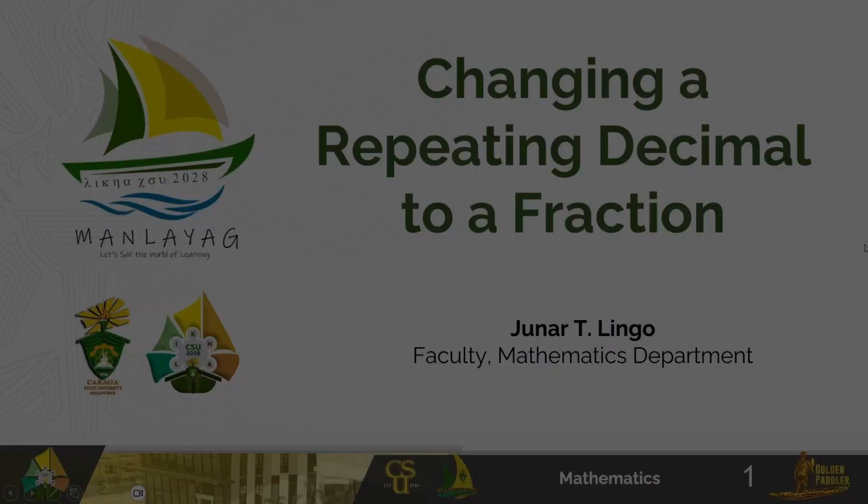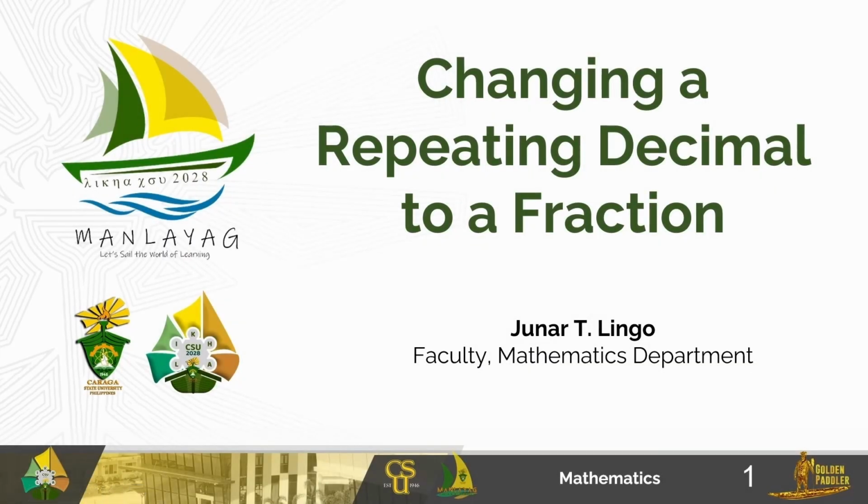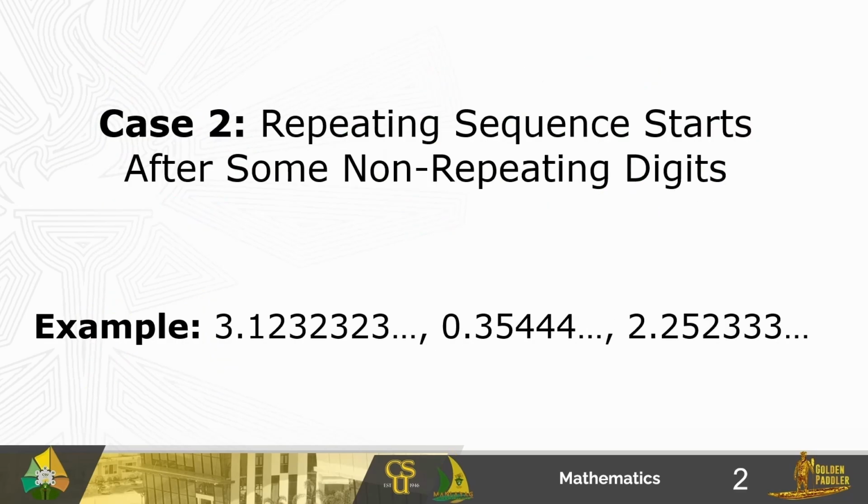We will be discussing the last topic of Unit 3, which is changing a repeating decimal to a fraction. We are now in Case 2. Once again, for this lesson we will discuss changing a repeating decimal to a fraction in Case 2. Case 2 is when the repeating sequence starts after some non-repeating digits.